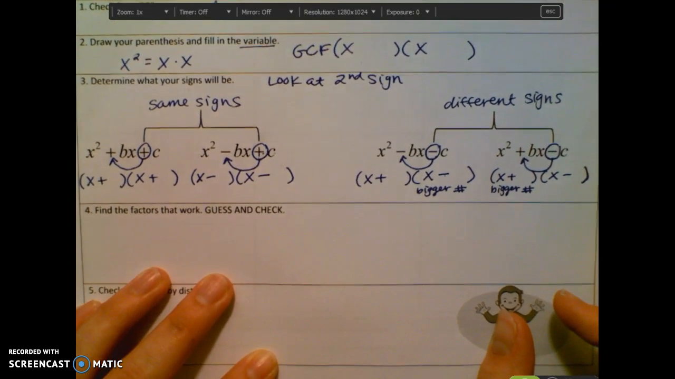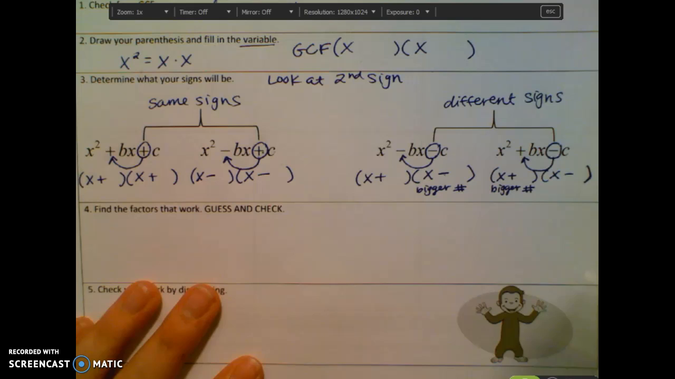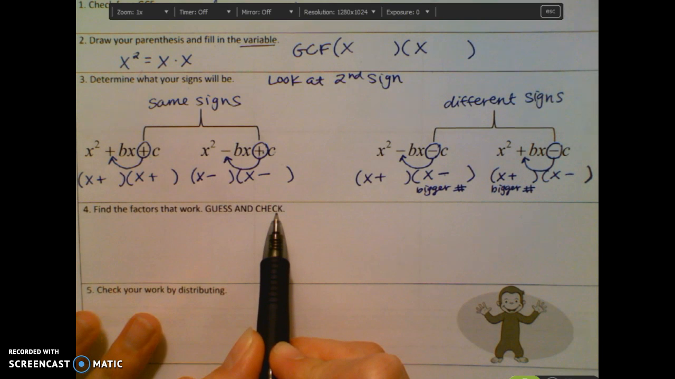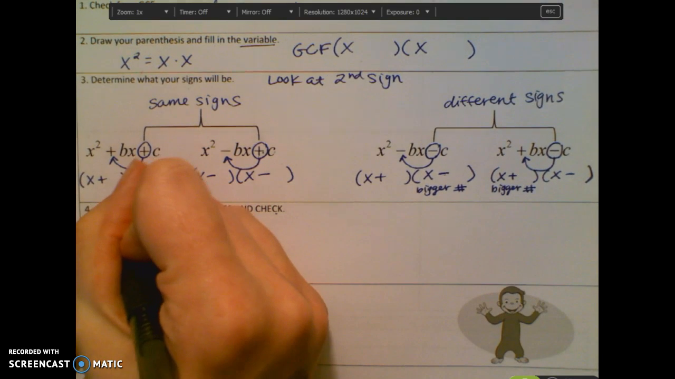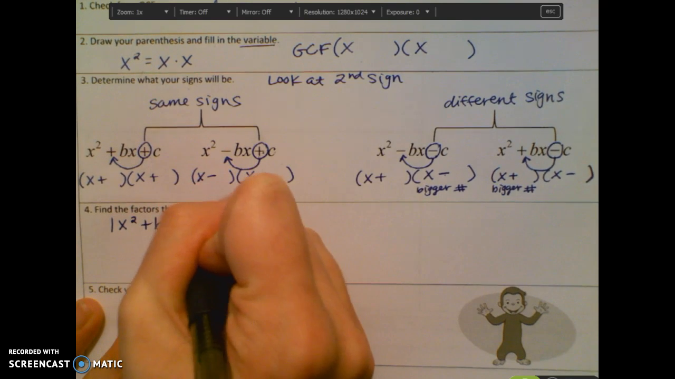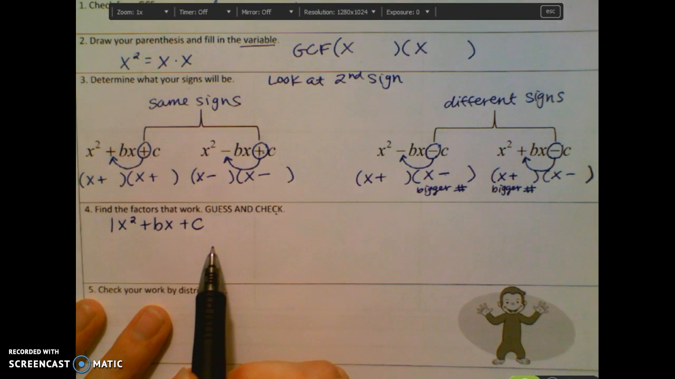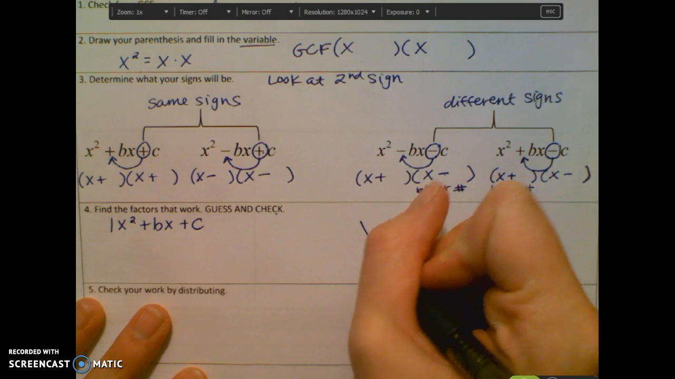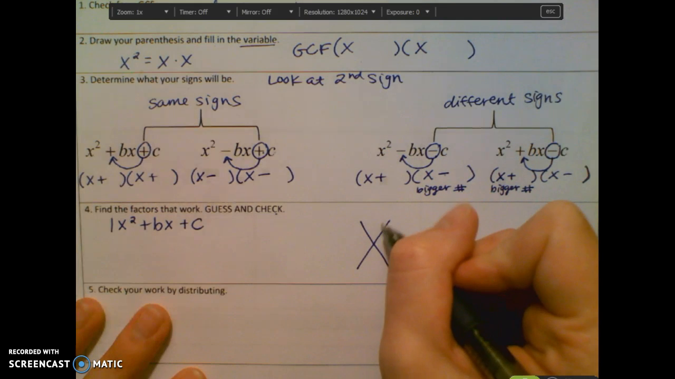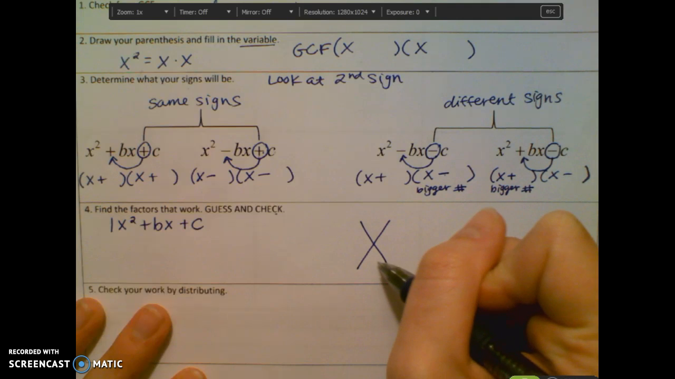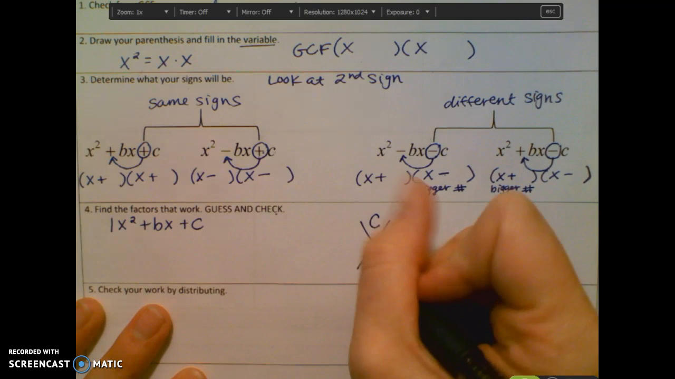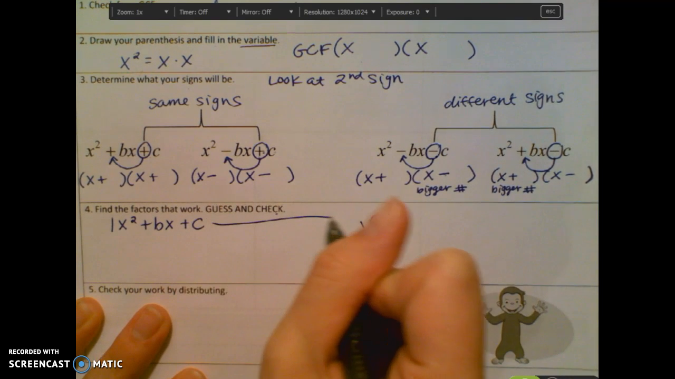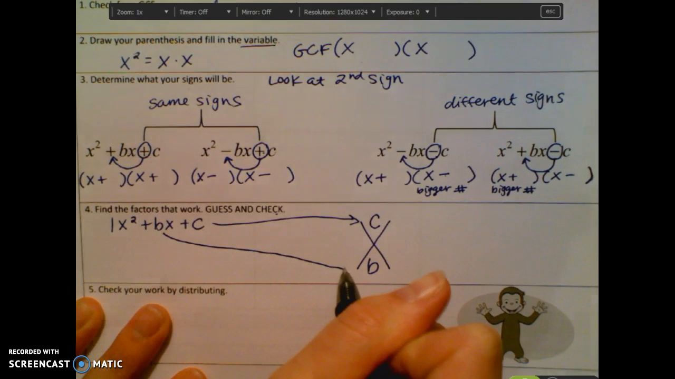Now the next thing we do is find the factors that will work, and we use guess and check. So that means we don't have a fancy method for this. We just have to see what the factors are and then try them out and see which one works. So if we have 1x squared plus bx plus c, we have our trinomial here. Let's think about the puzzles that we did in class. Remember where we multiplied to get whatever was on the top and we added to get whatever was on the bottom. Well, in this case, we multiply to get c and we add to get b. So there's our c and there is our b.